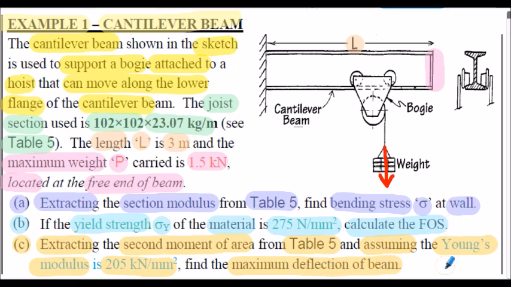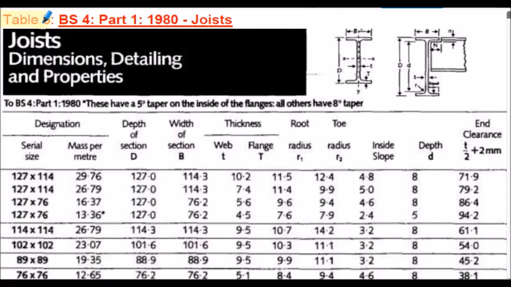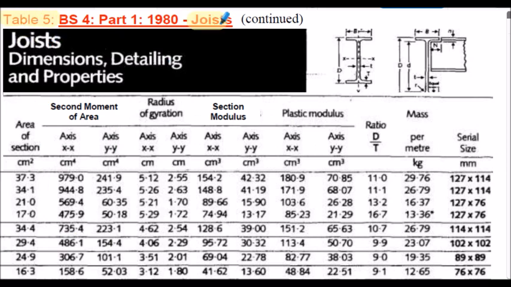Let's now consider the solution for example 1. So here's table 5. It relates to an extract of BS4 part 1 1980 related to joists. In the question, we're asked to consider a serial size of 102 by 102 millimeters and a mass per meter of 23.07, that's kilograms per meter. If we now look in table 5 for the section properties, so table 5, continued. Here's again the serial size and the mass per meter we're using.